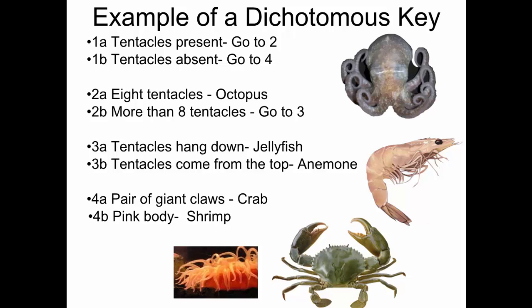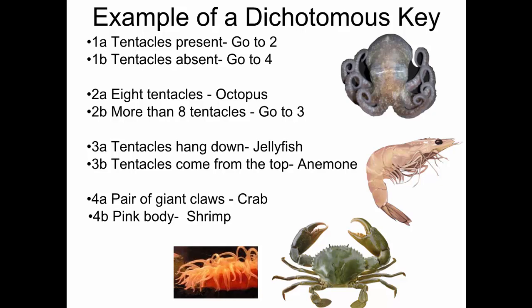So when you are using these keys, you basically just follow the steps until it has identified the organism for you. So here's, what's this called? This is the Inland Fishes of New York State. And I'll show you, let me find the key part. Dichotomous. Oh, that's way simple.